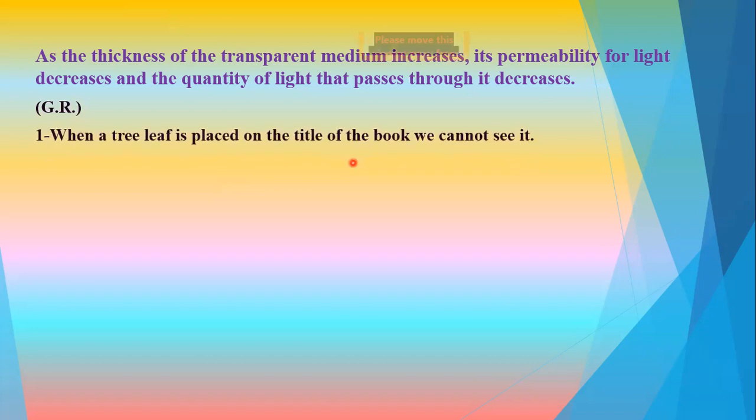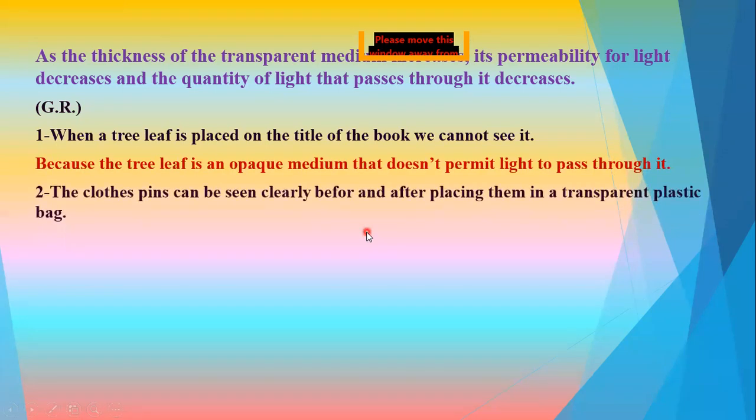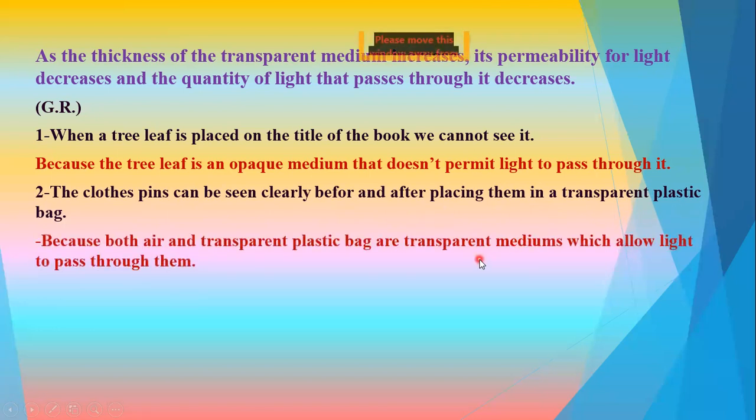Give reason. When a tree leaf is placed on the title of the book we cannot see it. طبعا لو حصل الكلام ده ما نقدرش نشوف the title of the book. ليه؟ لأن tree leaf is an opaque medium doesn't permit light to pass through. طب لو clothespin can be seen clearly before and after placing them in a transparent plastic bag. بسيطة خالص. الclothespin can be seen before placing in the plastic bag. ليه؟ لأن the air is transparent. ولو transparent plastic bag برضه نفس الحكاية. It permits most of the light to pass.